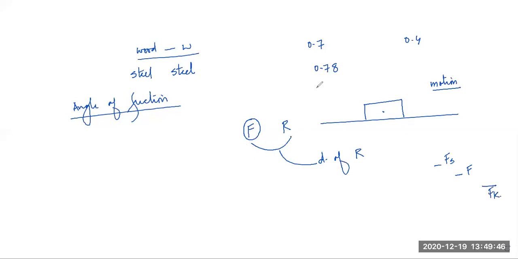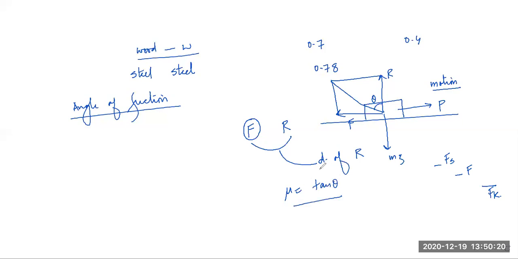All right, guys. So we have done this, and now let's say this is P. This is my resultant R, my mg is here, and this is my force of friction. Now you see, force of friction F and R have this resultant, and this angle theta, which the resultant of F and R makes with R, is known as angle of friction. And you see, students, mu is equal to tan of theta. We'll take this up in detail in the next lecture.